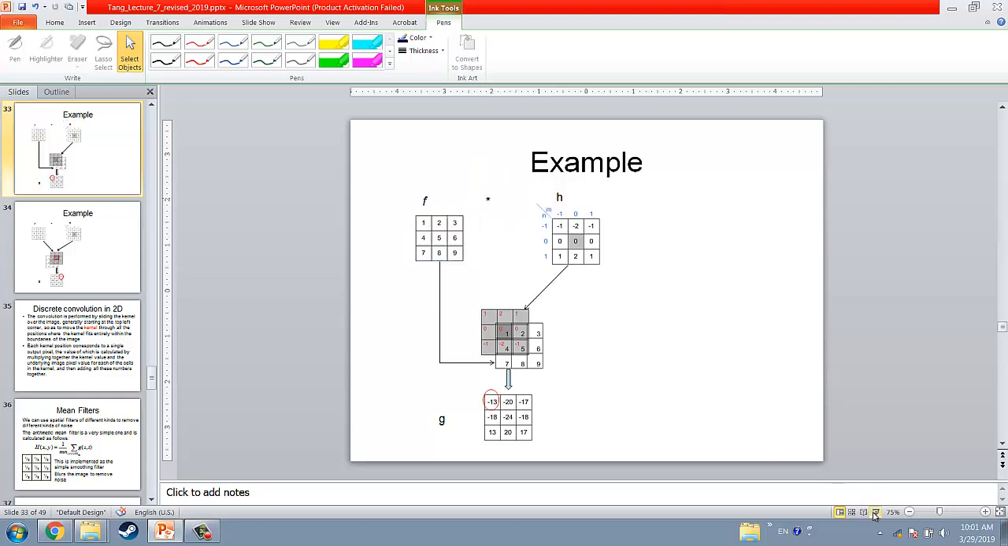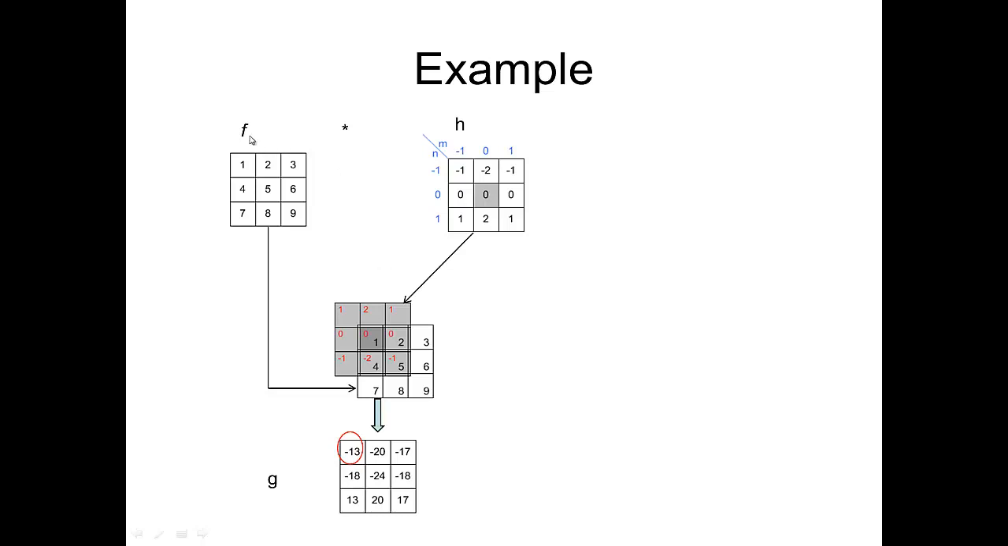Let's remove the label. Okay? How to do the convolution? When you do the convolution, this is F. You want to get the G the same size as F, okay? So first we get the first elements in the G.